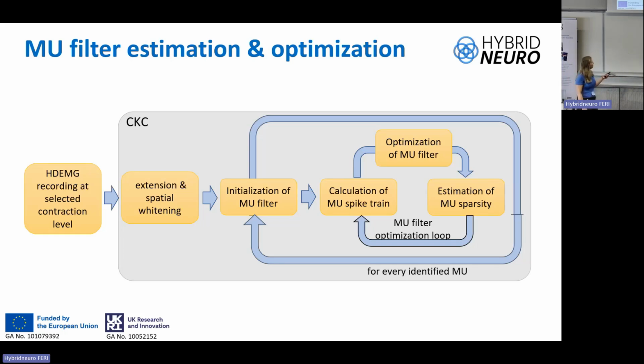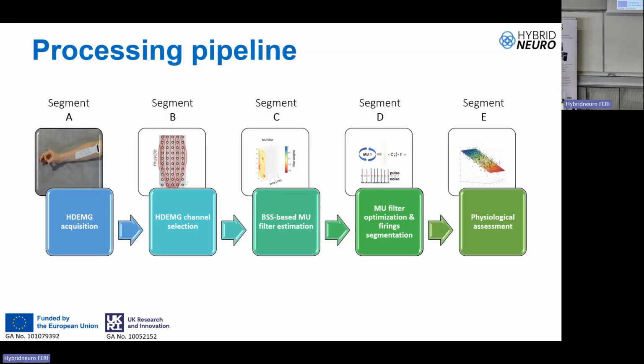So at that moment, we are here: we already did the initialization of the motor unit filter, and now we are calculating the motor unit spike train optimization. Now we are in the optimization of the motor unit filter, in this optimization loop. So we need to estimate the motor unit filter iteratively, just because we need to know the estimation of the spike train at index I. And this iterative optimization of the motor unit filter we have in segment D. So now we moved on to segment D.